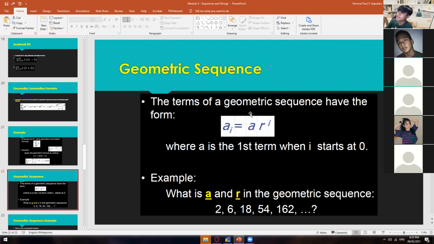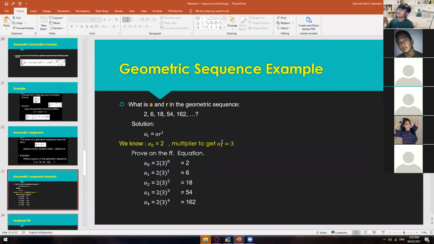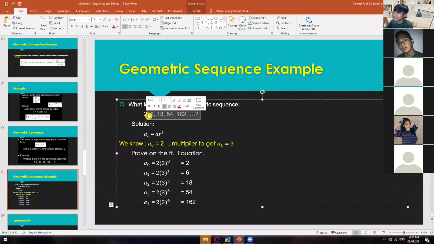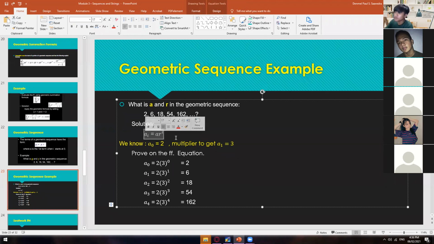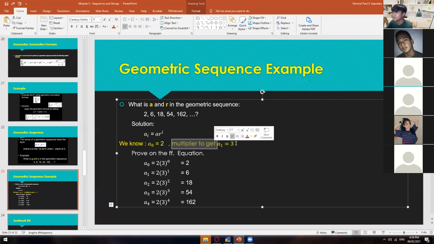So I guess it's kind of magulo, okay, since I'm not showing any solutions. But let me show this example for you to be able to get this one. So 2, 6, 18, 54, and then 162. Using this formula, we already know that a sub 0 is equal to 2. And then we've just assumed for now that the multiplier to get a sub 1 is 3. So 2 times 3 is equal to 6. So prove on the following equation. So using the recursive formula, we will know what is the next sequence.